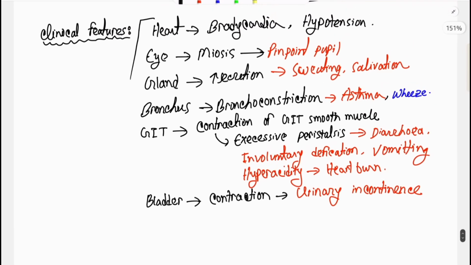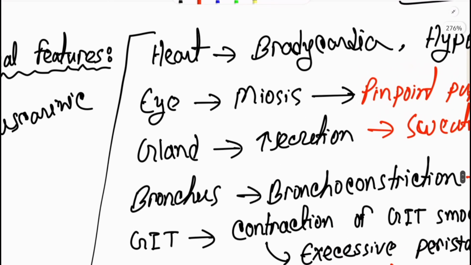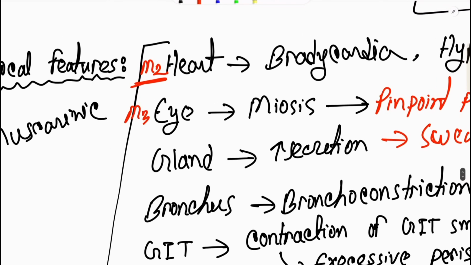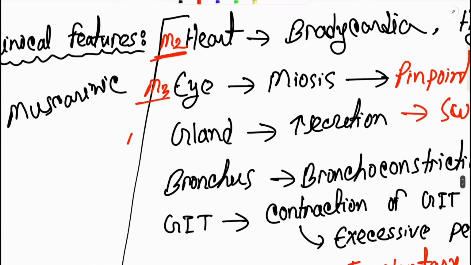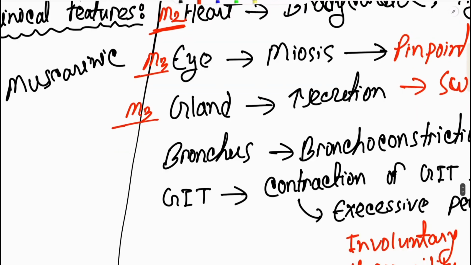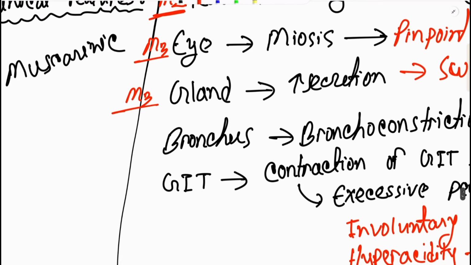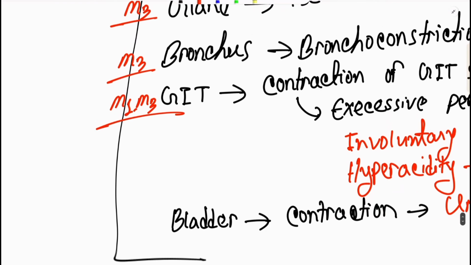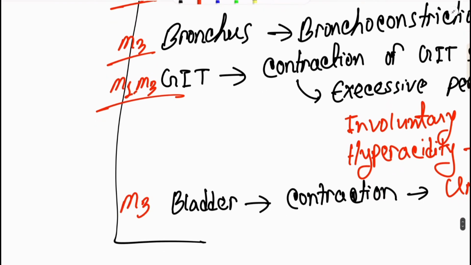All of these features are seen due to muscarinic receptor stimulation. The heart is inhibited due to M2 receptor stimulation. We previously discussed that. The eye due to M3 receptor stimulation. Glands due to M3 receptor stimulation. Bronchus due to M3 receptor stimulation. Gastrointestinal tract due to M1 and M3 receptor stimulation, and bladder due to M3 receptor stimulation.